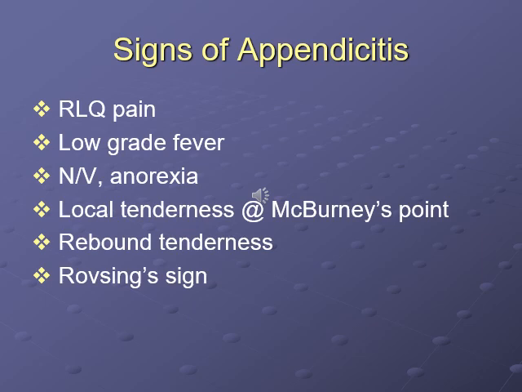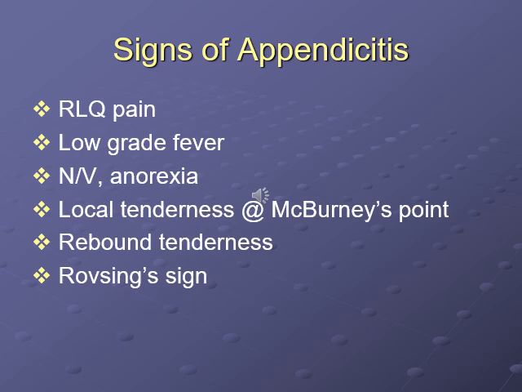They also will have rebound tenderness and what's called the Rovsing's sign. This is pain felt in the right lower quadrant after they palpate the left lower quadrant. So they'll push on the left lower quadrant and that pain will refer over to the right lower quadrant.